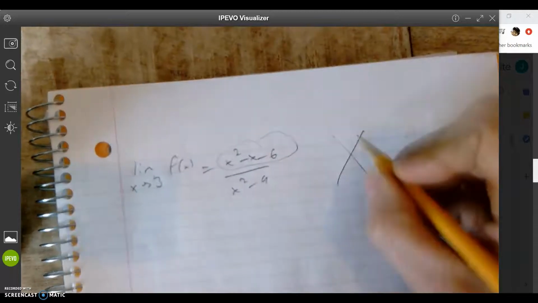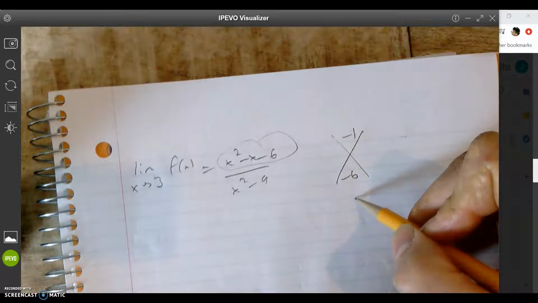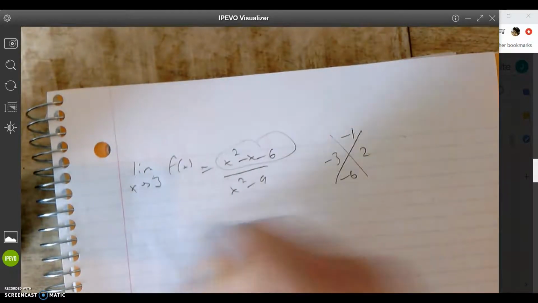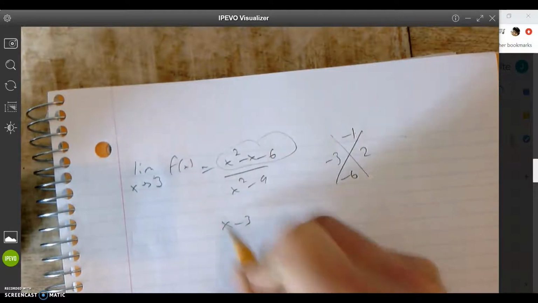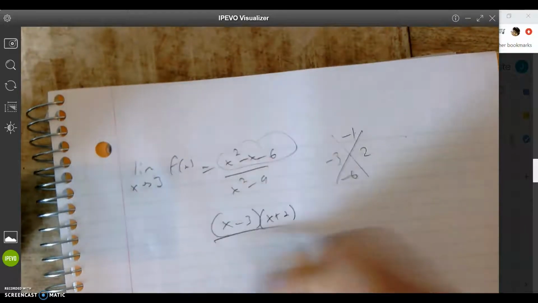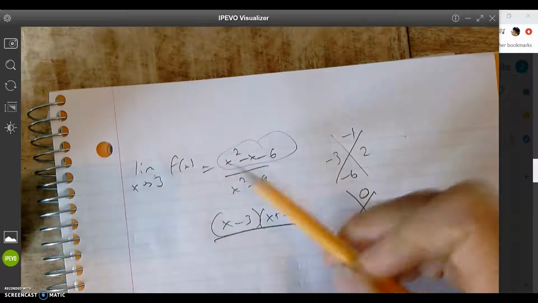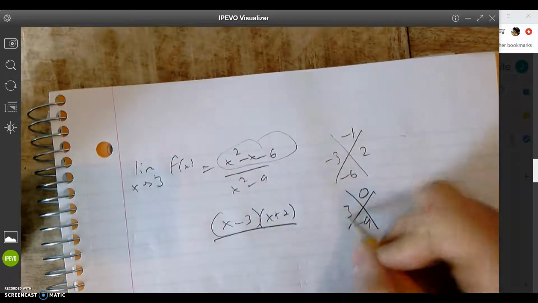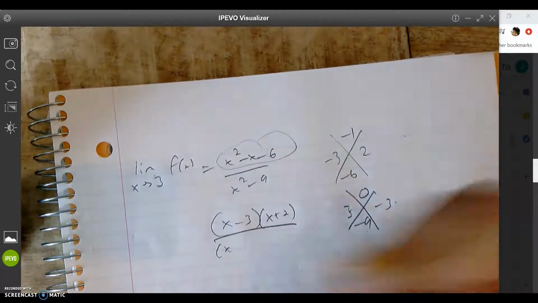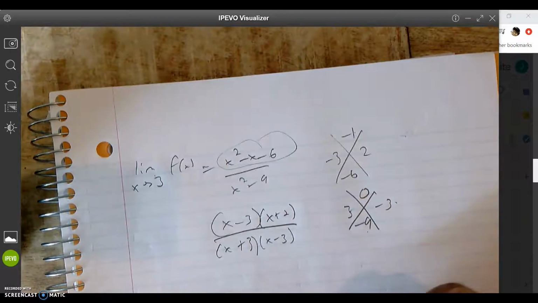So I'm going to factor the numerator. Negative 1, negative 6. What can I add to get negative 1 and multiply to get negative 6? Yeah, it's negative 3 and 2. And so my numerator is going to be x minus 3 times x plus 2. And my denominator, I can also factor that. 0 in the middle and negative 9 on the end because there's no middle term. So that's 3 and negative 3, which add to 0 and multiply to negative 9. So that's x plus 3 times x minus 3.